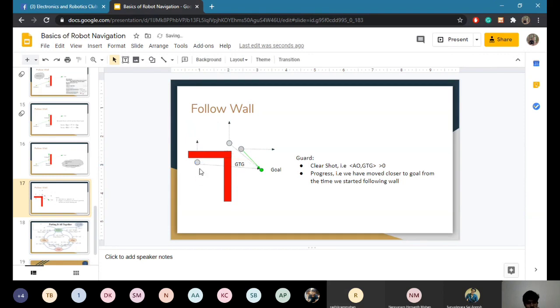At this particular point of time, my avoid obstacle direction will be exactly opposite, somewhat in this direction, and go to goal behavior is in this direction. Again, my angle is less than 90 degrees, but that doesn't mean this is the appropriate time to shift from follow wall behavior to go to goal behavior, because I started following from here and I further moved away from my goal in order to clear this obstacle. That means I need to follow this wall further until I've moved closer to the goal than at the time I started following the wall. Does that make sense?